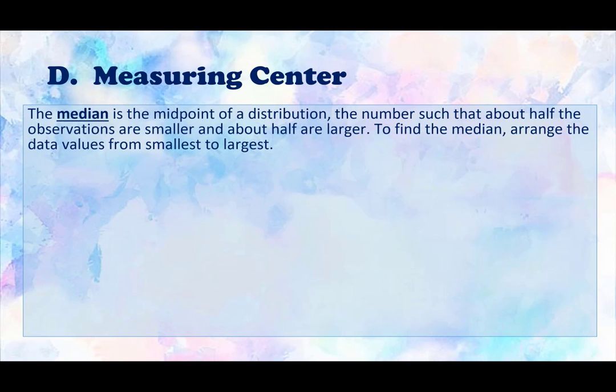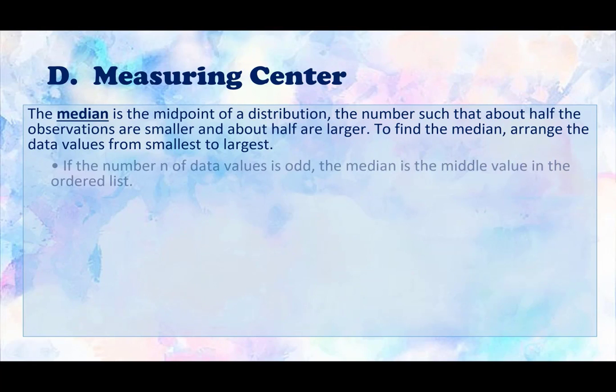Hello everybody, today we're going to talk about measuring center. So one way that we measure center is using the median, which is the midpoint of a distribution, the number such that about half of the observations are smaller and about half are larger. To find the median, we have to arrange the data values from smallest to largest.